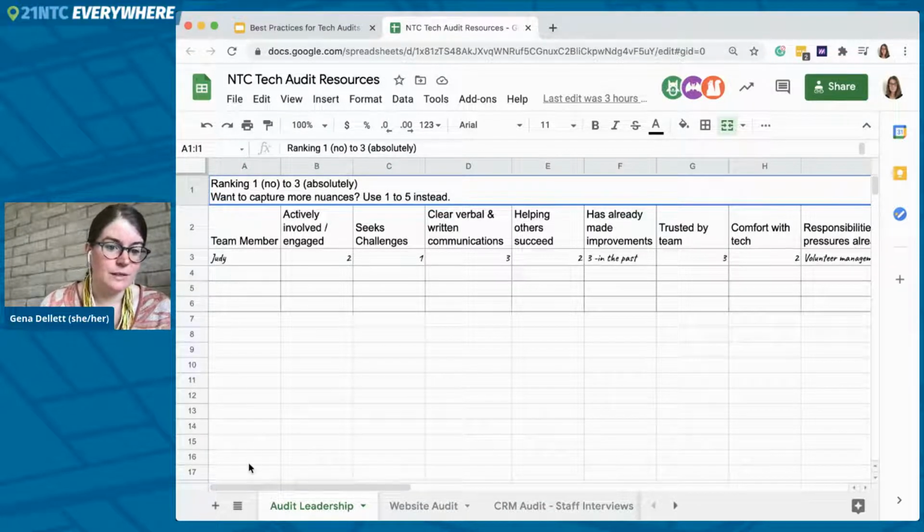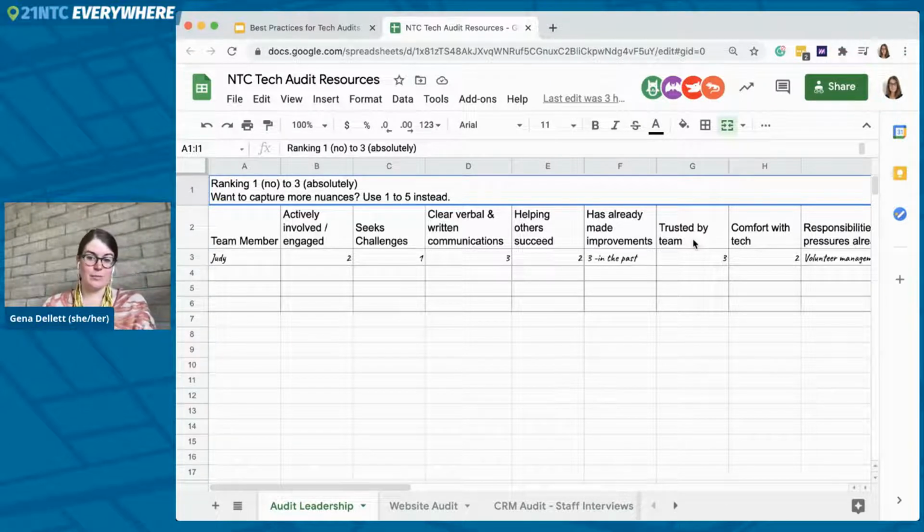So if you have multiple team members that you're considering that could be involved in some way, then think about those different elements that we talked about: that they are actively involved or engaged, that they seek challenges, that they can communicate, that they help others succeed. Are they trusted by their team members? Because if they're not trusted, well, having them ask a bunch of questions or getting feedback from others is probably not going to be very effective. And so what are the results of your process?